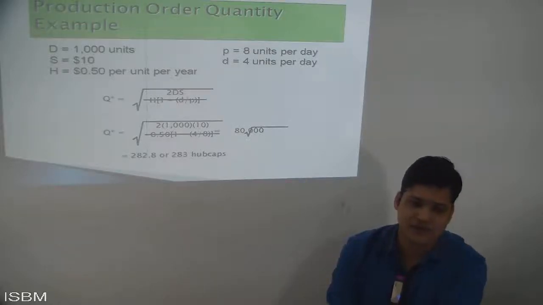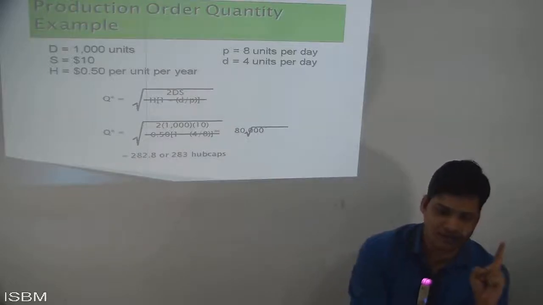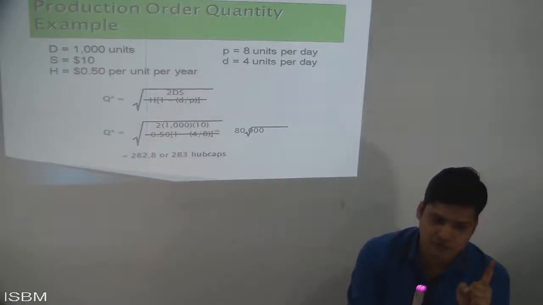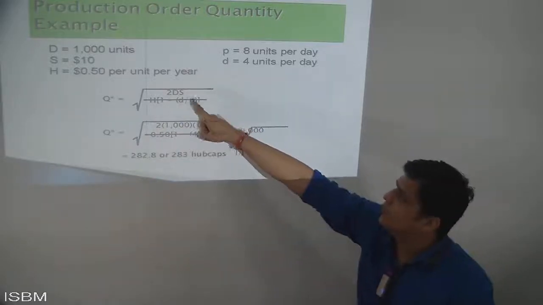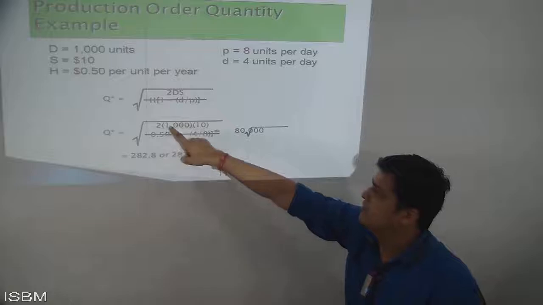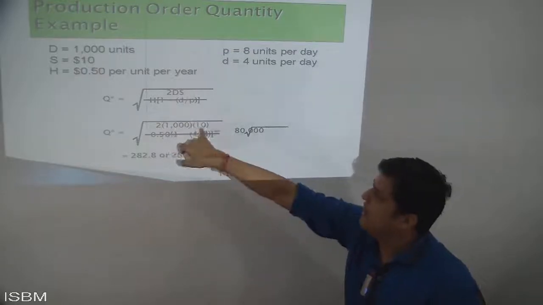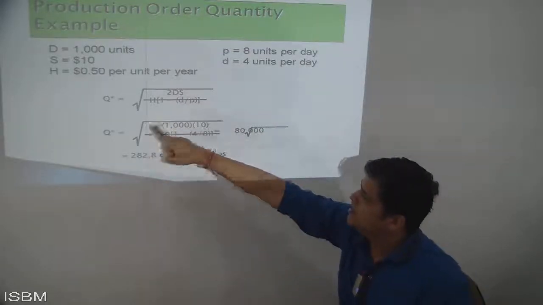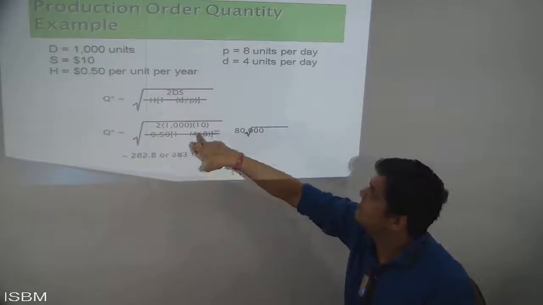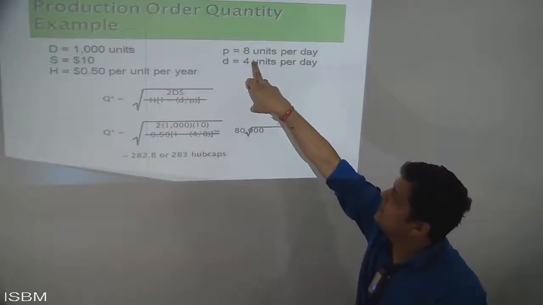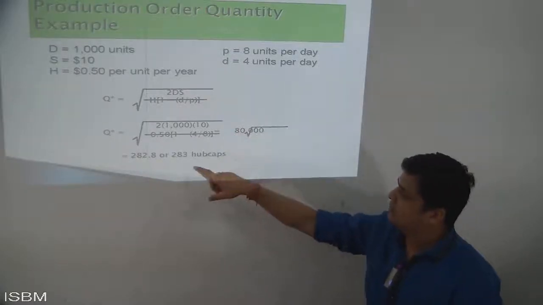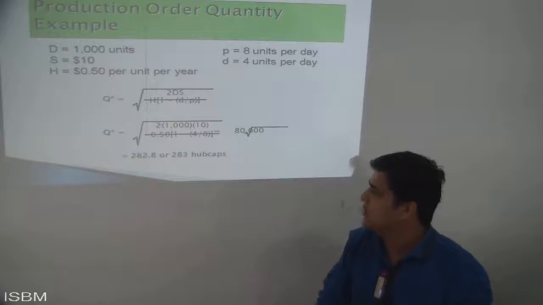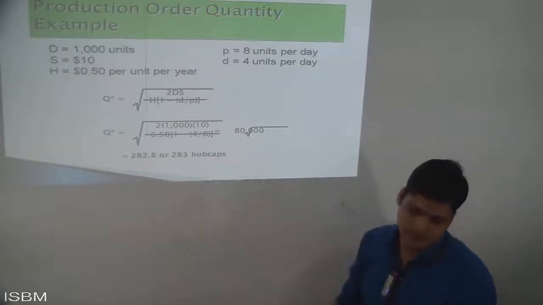Production is 8 units per day. Demand, small d, is equal to 4 units per day. S is equal to $10. H is equal to 0.50. So QP, the production order quantity, is 2DS upon H (1 minus D by P). So we'll put in the formula 2 into D, 1000, S is 10, H is 0.50, (1 minus D by P). So d by P is 4 by 8. So we get 80,000. The square root of 80,000 is 282.8, which is nothing but 282 hubcaps.